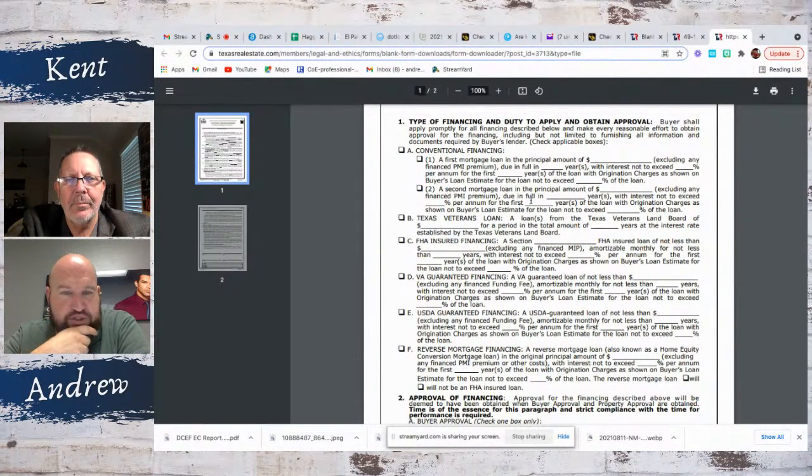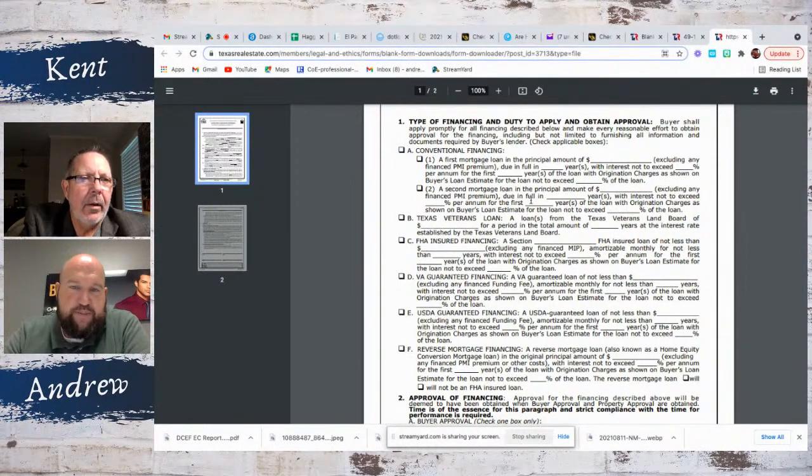Per annum for the first, again, 10, 15, 30 years, however many you're doing, with an interest not to exceed blank per annum. And again, loan estimate for the loan not to exceed blank and closing costs. So again, it's going to work very simple, similar to conventional, but you got to know what kind of FHA loan it is going to be, a 203B.